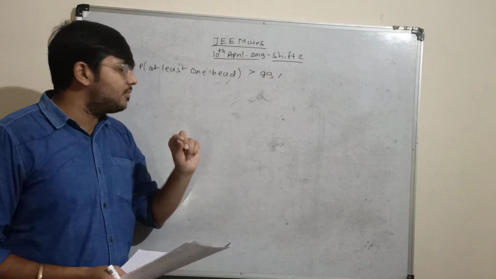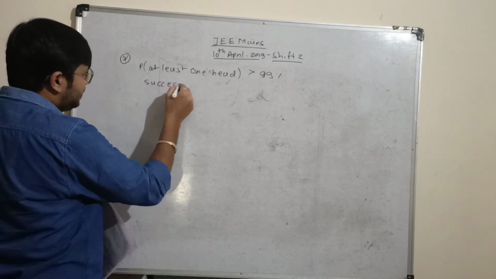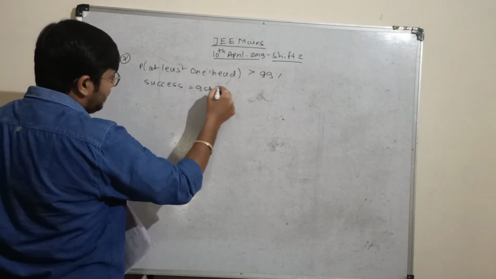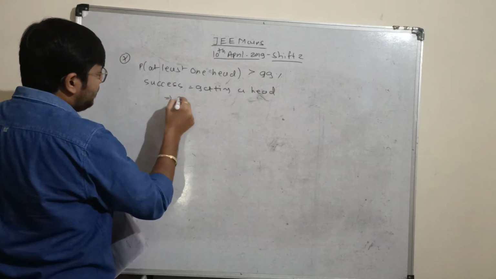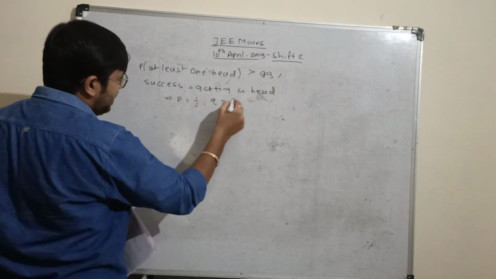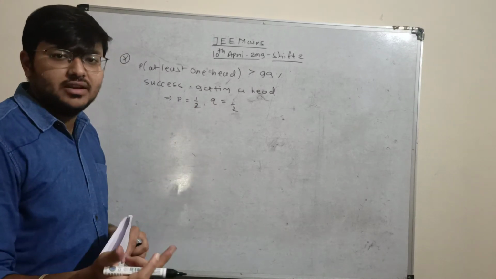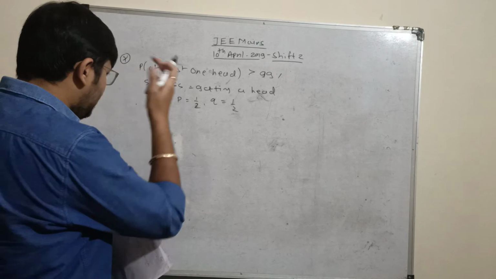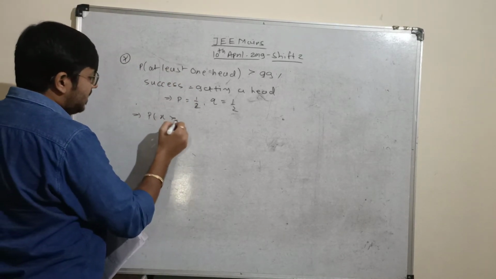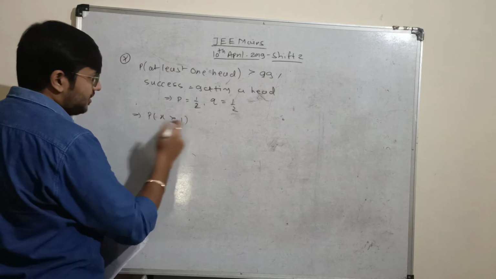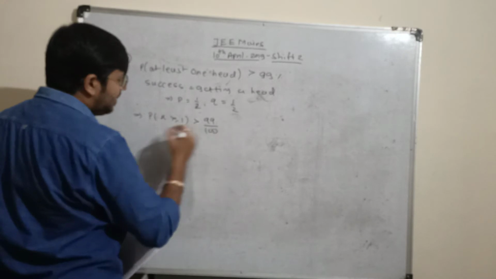So it's from Bernoulli's trial, where the success is getting a head, right? So the probability of getting a head is 1 by 2, so failure is also equal to 1 by 2, and we want to find the number of times so that we get at least one head. So if I write it down, at least one head, that is P of X greater than or equal to 1, greater than 99 by 100.